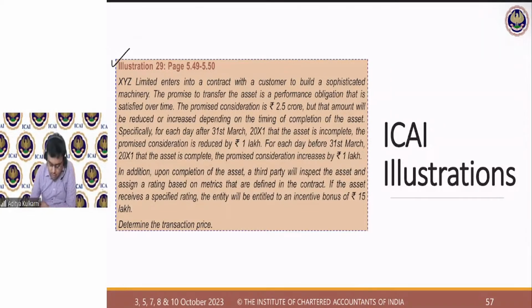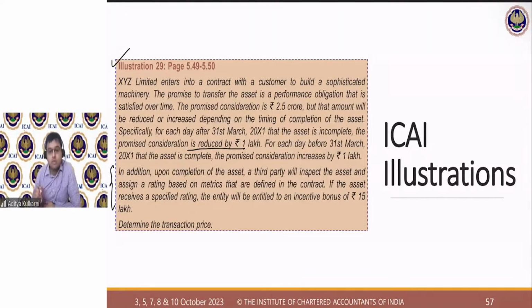XYZ enters into a contract with a customer to build a sophisticated machinery. The promise to transfer the asset is a performance obligation that is satisfied over time. The promised consideration is 2.5 crores, but that amount will be reduced or increased depending on the timing of completion of the asset. For each day after 31st March that the asset is incomplete, the promised consideration is reduced by 1 lakh. For each day before 31st March that the asset is complete, the promised consideration increases by 1 lakh.